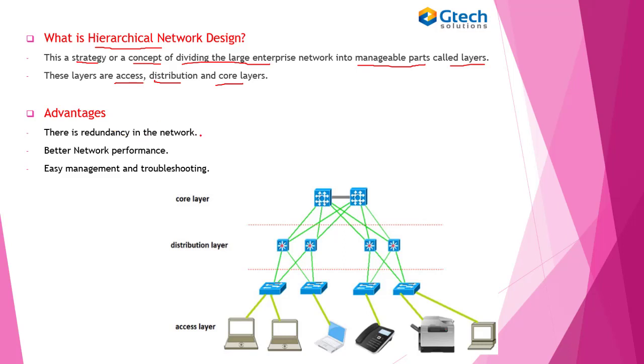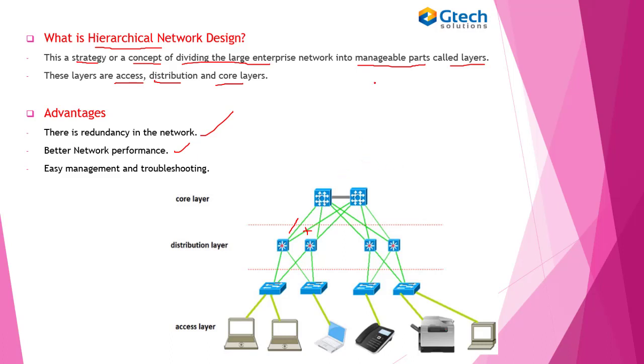1. There is redundancy in a network. As discussed earlier in our classes, redundancy is a state in which there are many links in a network. Whenever one link is faulty or is down, the devices will forward data through the other redundant links, like this one. These are redundant links. So suppose this link is down, this layer 3 switch will forward data through the other link. Okay, and there is better network performance.